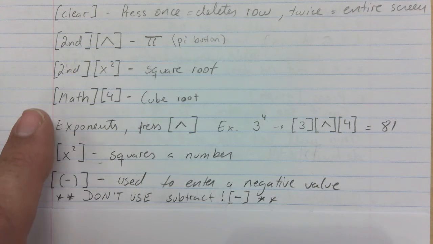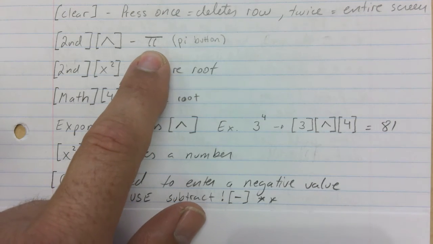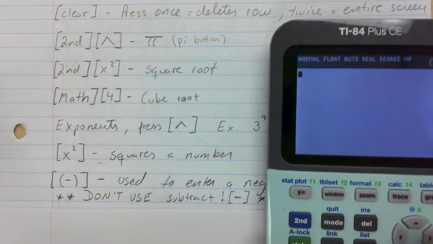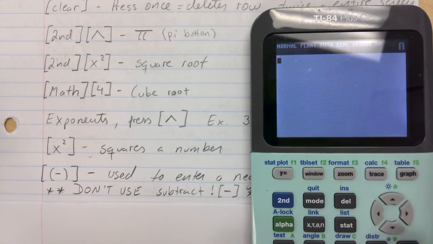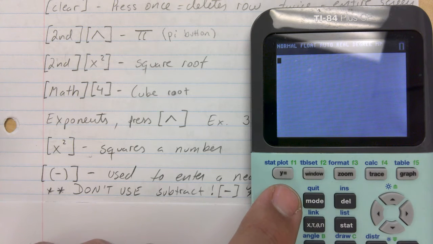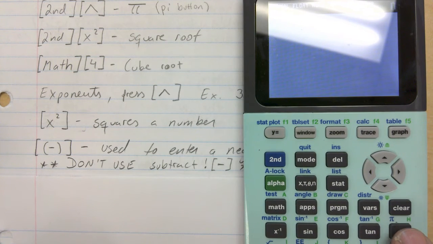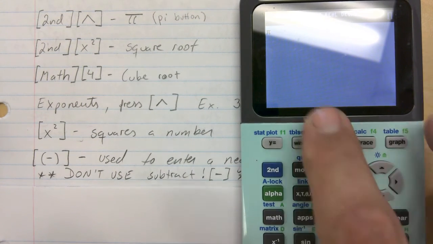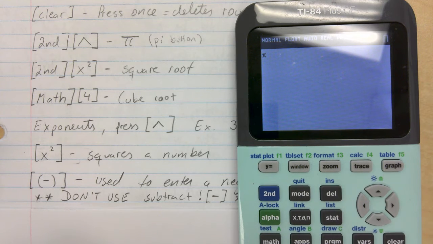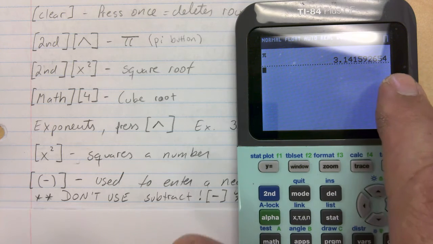So yeah, just a couple of things like the pi button we'll need for measurement. If you clear your screen, just keep on hitting clear a bunch of times, your screen will be completely clean. Second, if you press second and that little hat button, right here underneath clear, that's the exponent button, then you get pi on your screen. So that's good. And if you were to hit enter now, it will actually give you the first couple digits of pi.